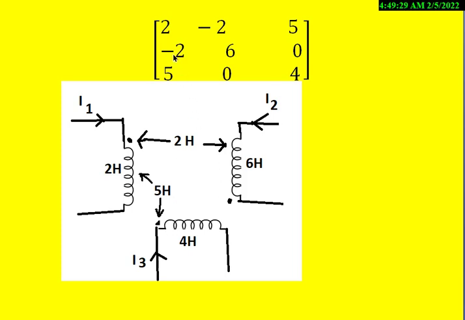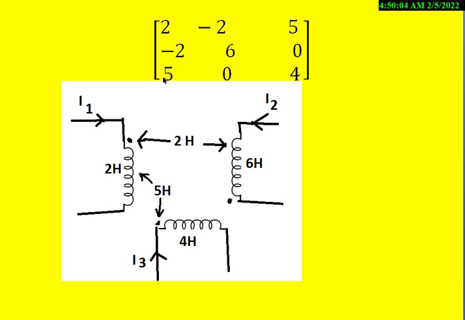Then L21, this is the second coil, this is the first coil. The mutual inductance between them is 2, and because current leaves the dot here whereas current enters the dot here, the sign will be minus, so we get minus 2. Then L22 is the self-inductance, so we put here 6 Henrys. And L23, there is no mutual coupling between the second coil and the third coil, so put 0.